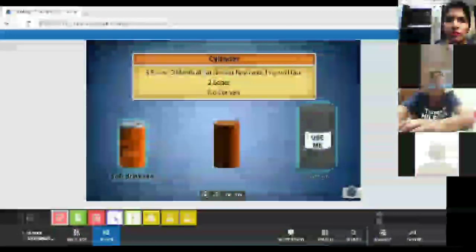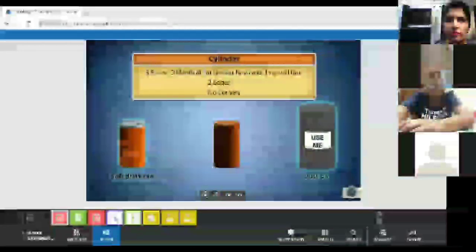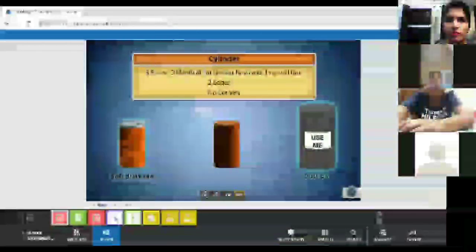How about this dustbin? It's also cylindrical in shape, isn't it? So children, here we have seen that it is a cylinder. It has got two flat circular faces. Okay. And this one is the curved face. It has got two edges, 1 and 2, and no corners. Okay children. These are some objects which are shaped like a cylinder. Okay, now moving on to the next shape.